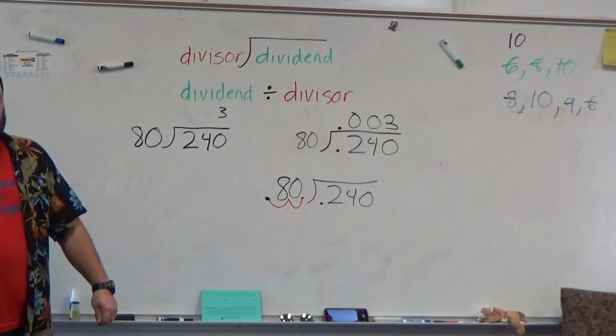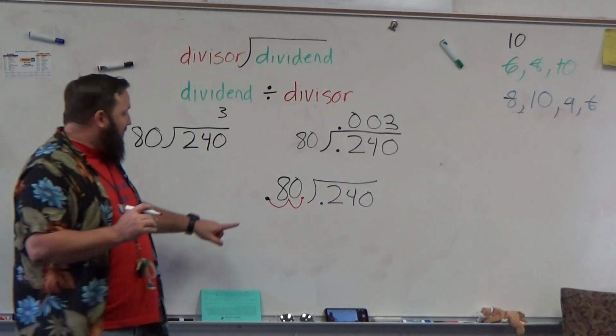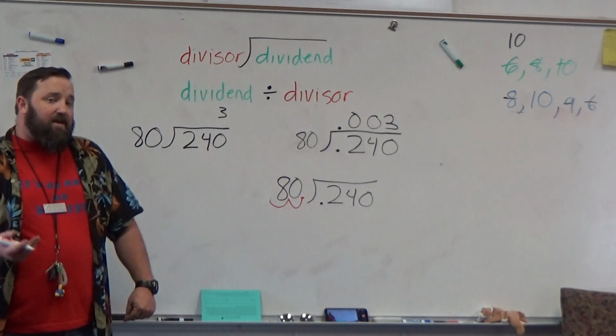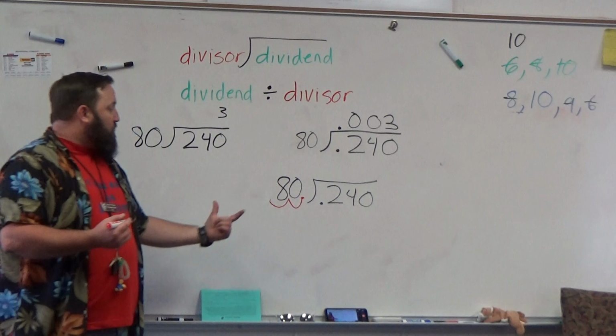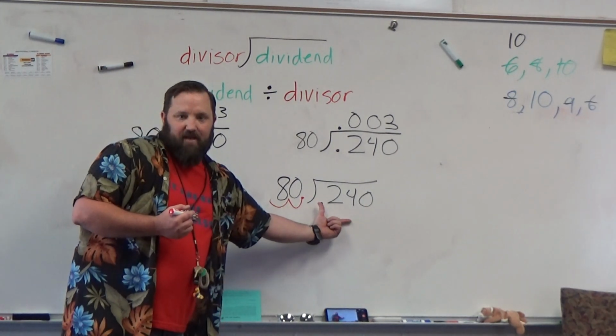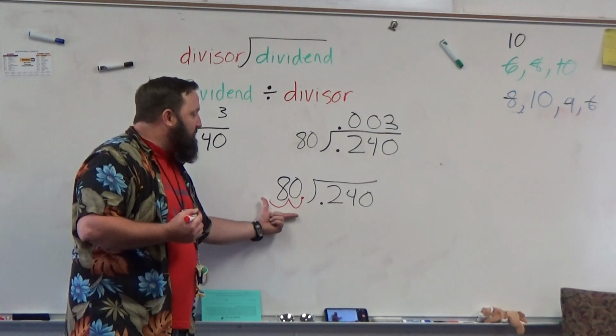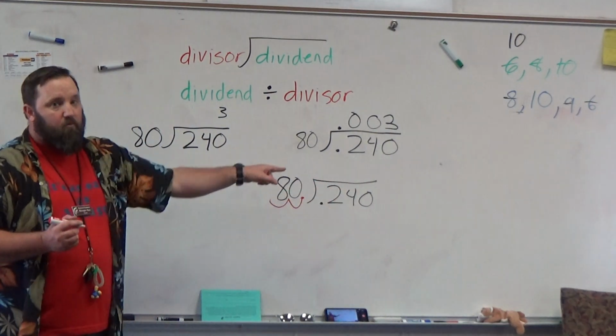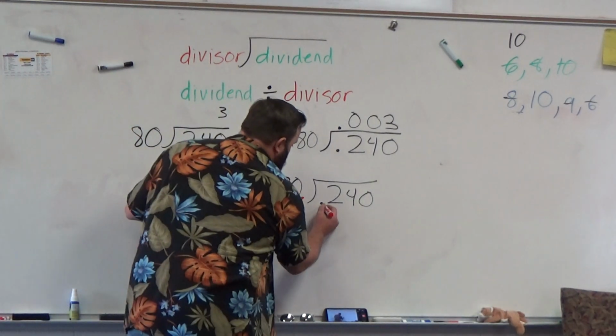That's fine. Either way is fine, as long as, remember, we're losing that decimal. Either way is fine as long as whatever I do to my divisor I do to my dividend. Okay? Whatever I do to my divisor, I do to my dividend. So I move twice in my divisor, so I'm going to move twice in my dividend.